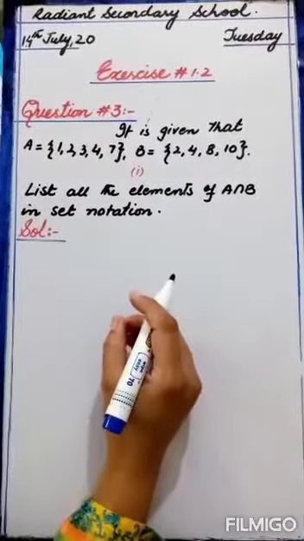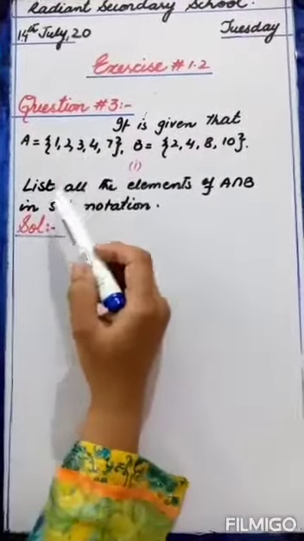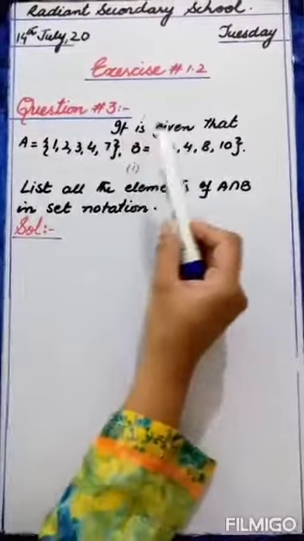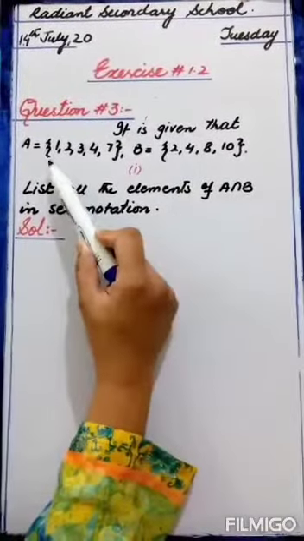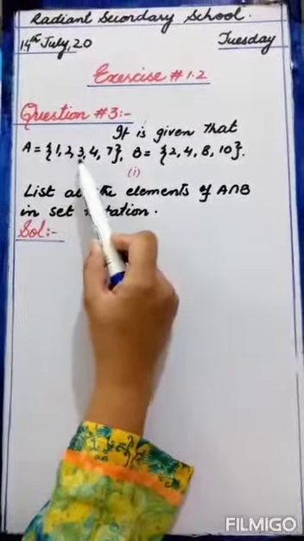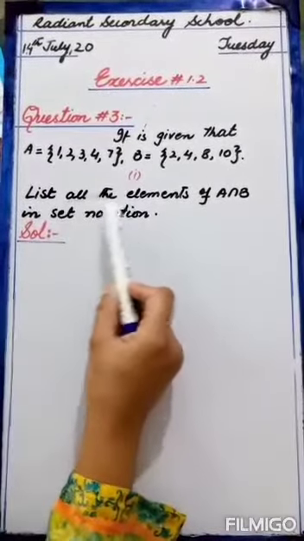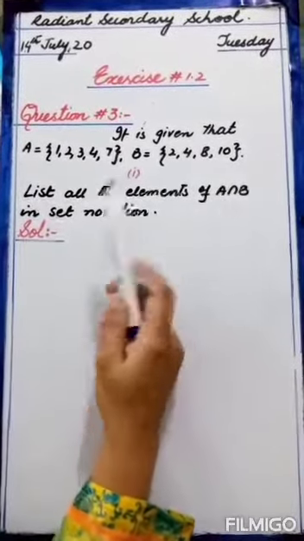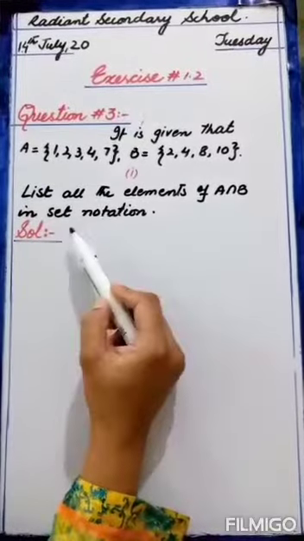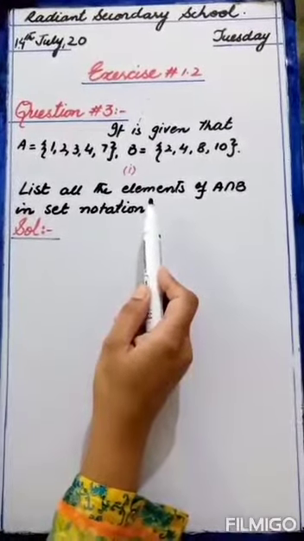Today I will start from the same exercise, question number 3. In question number 3 it is given that A is the set having elements 1, 2, 3, 4 and 7. In the set B the elements are 2, 4, 8 and 10. Part number 1 says: list all the elements of A intersection B in set notation. This is the same question as the previous one.